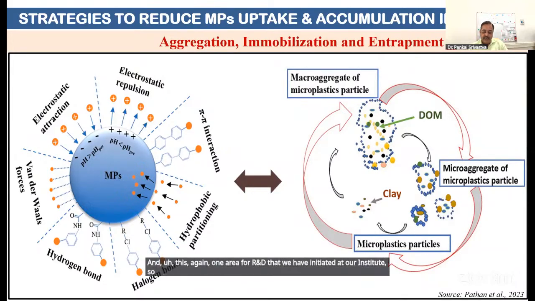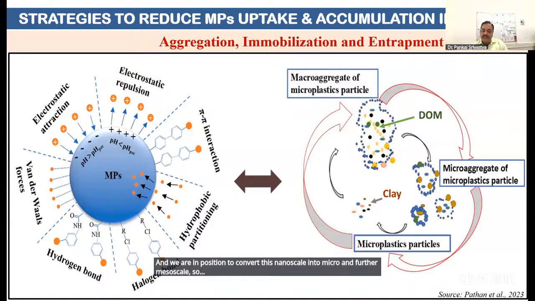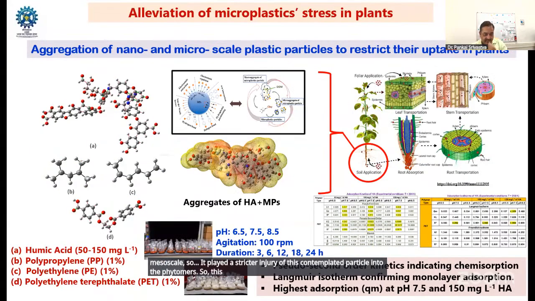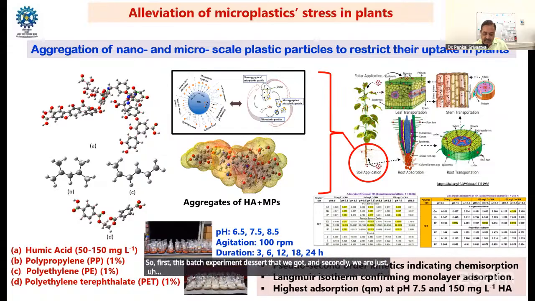So we are going to utilize the concept of aggregation, immobilization, and entrapment of this nanoscale particle, and we are in a position to convert this nanoscale into micro and further mesoscale. So it may restrict the entry of this contaminated particle into the phytomass. So this is one avenue, and for this we are using humic acid, and we have conducted the experiment using polypropylene, polyethylene, and PET. So first, this batch experiment result that we got, and secondly, we are initiating or upgrading this finding into the macrocosm experiment.